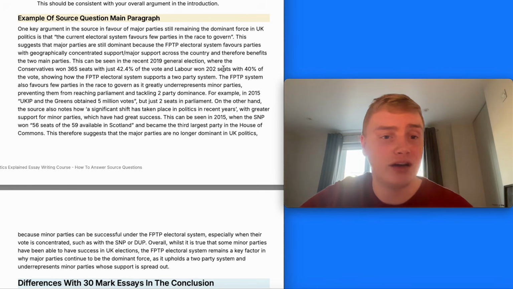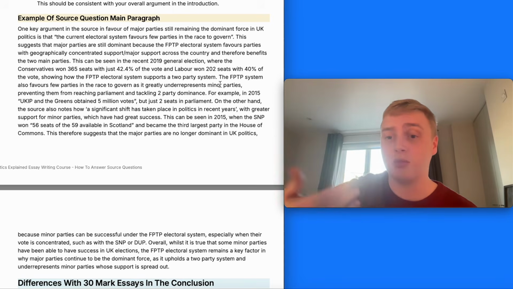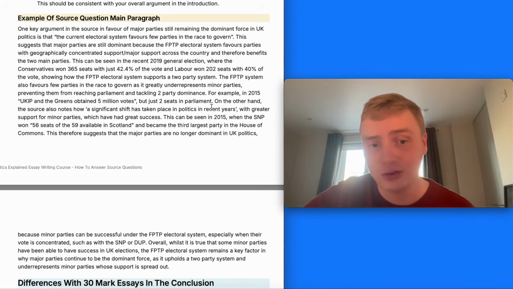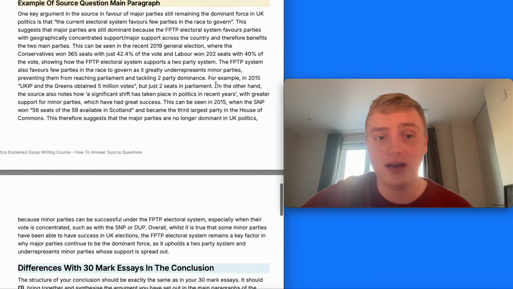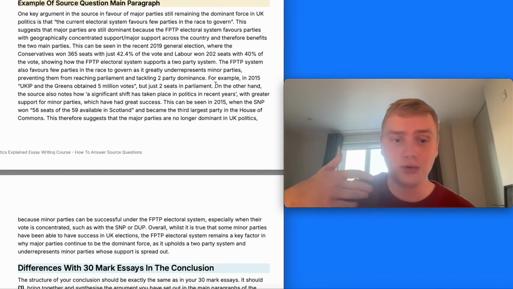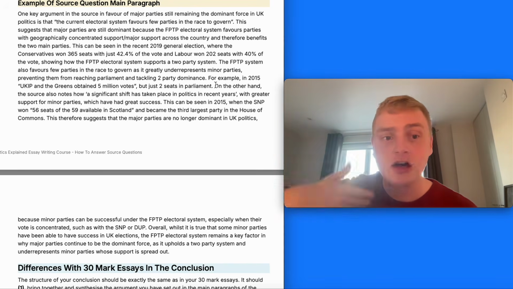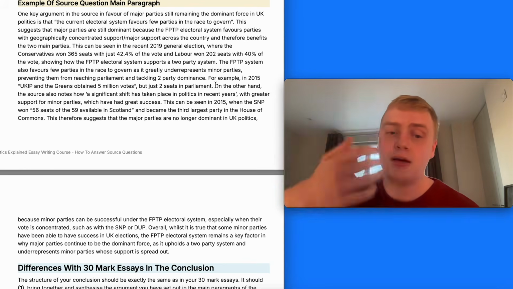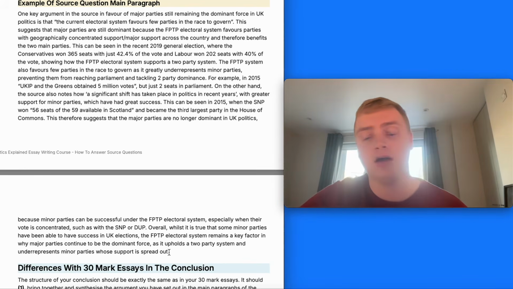And then what we've done here, and I'll talk about this in the A star tips at the end, is bring in another point from the source, which is very relevant and supports the same argument, and then supported it here with an example from the source. And then we've done exactly the same for the other side. Again, introducing a point on the other side from the source, explaining it, supporting it with an example, in this case from the source, and then linking it back to the point, and then we've got our mini conclusion.